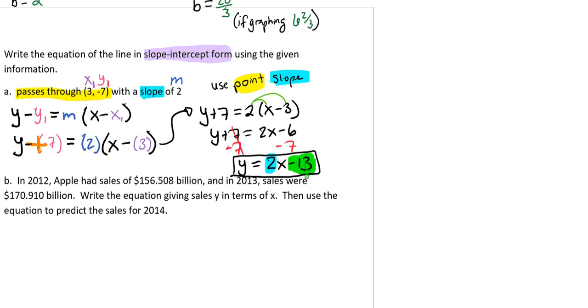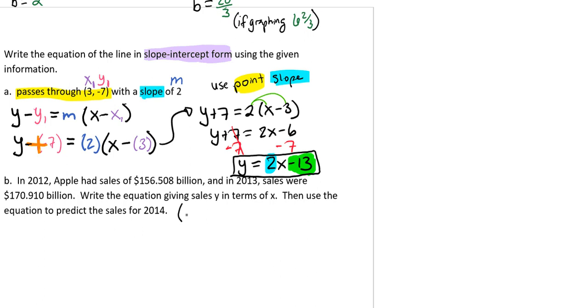Okay, let's try it with a word problem. So in 2012, Apple had sales of 156.508 billion, and in 2013, the sales were 170.910 billion. We're going to write the equation of sales, y, in terms of x. So we want to say y equals. Then we're going to use that equation to predict the sales for 2014.